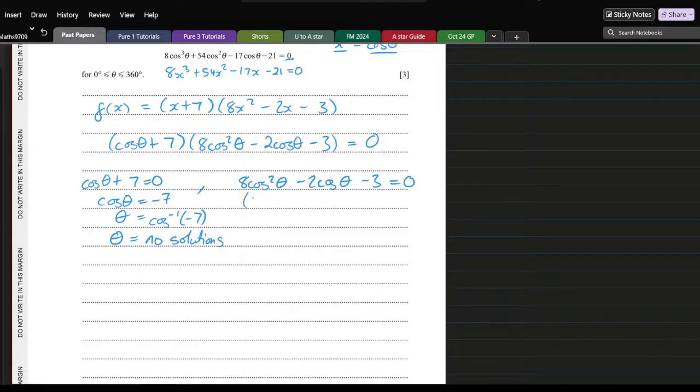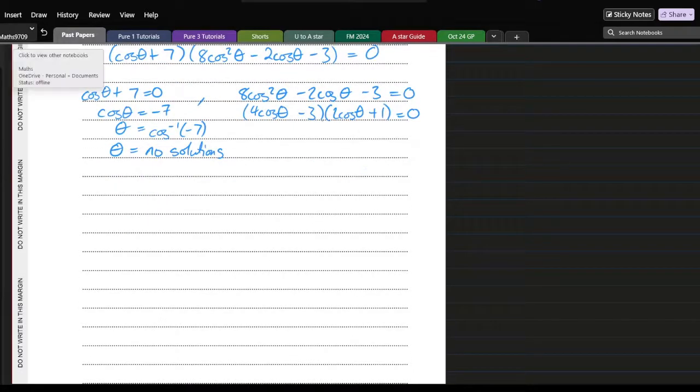We should be able to factorize this by inspection. Let me put 4 cos theta here and 2 cos theta. This is equal to 0. Factors of negative 3: let's do a negative 3 here and a positive 1. So 4 times 1 gives us 4, minus 3 times 2, so that's negative 6 plus 4, which gives us a negative 2. Alright, so that's correct.